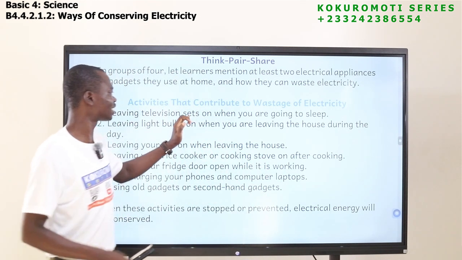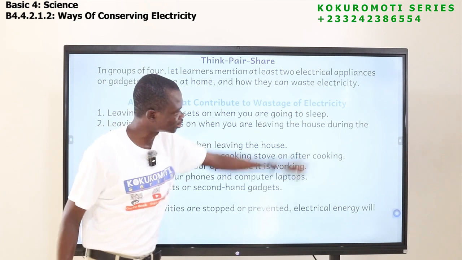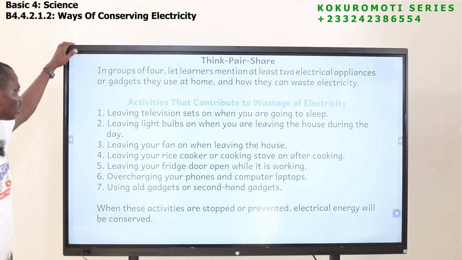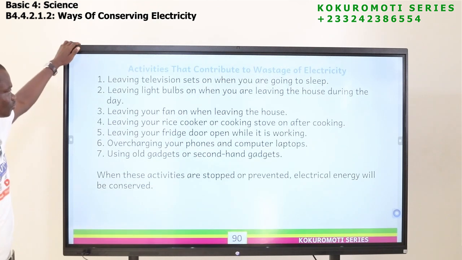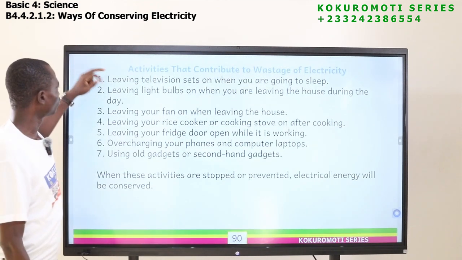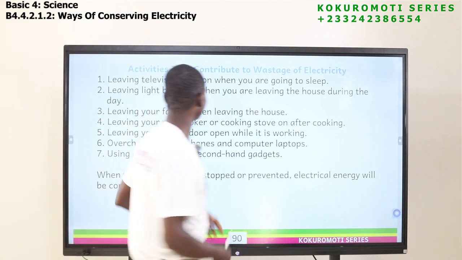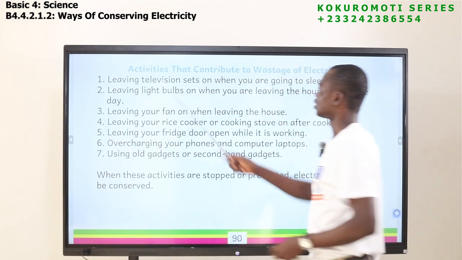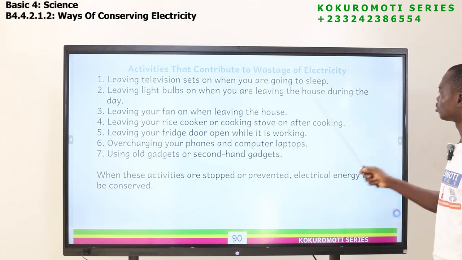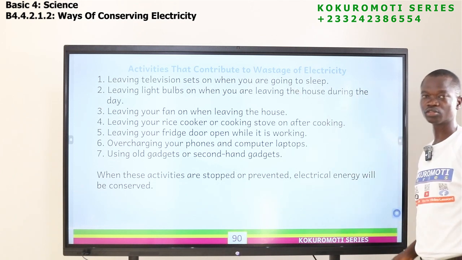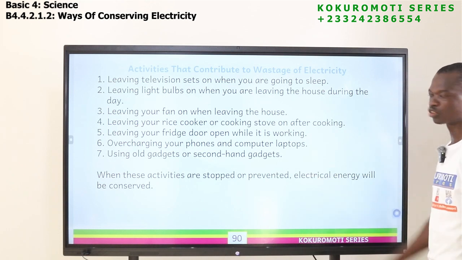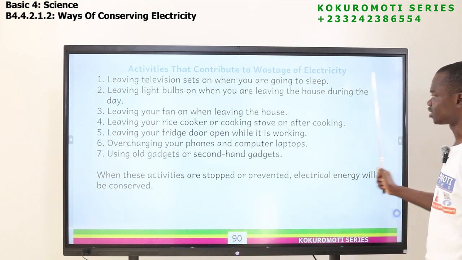Okay, so activities that contribute to wastage of electricity. So we are going to look at the things that we do that cause electricity wastage. The first one, leaving television sets on when you are going to school. So when you are going to sleep. If you are going to sleep or you are going to school, there is no one there and you leave it on, it contributes to wastage of electricity.